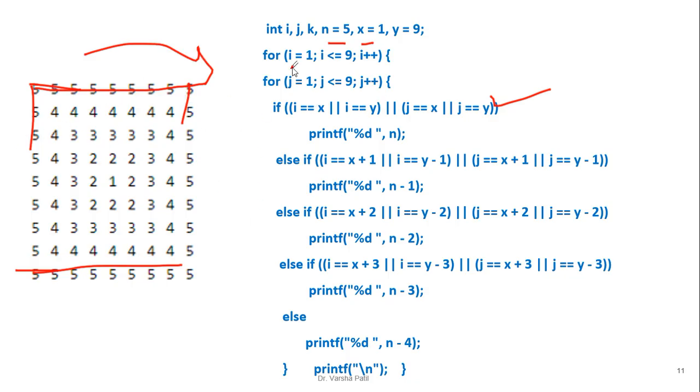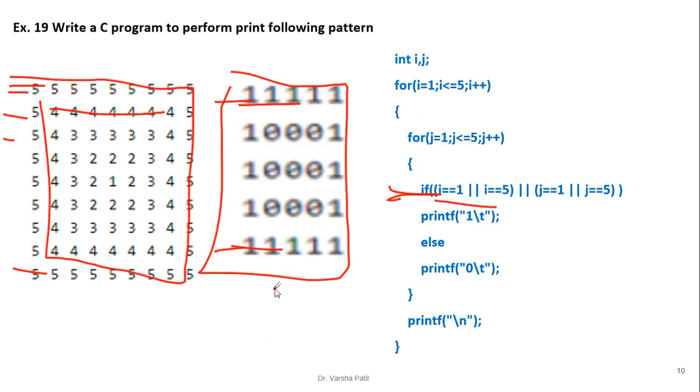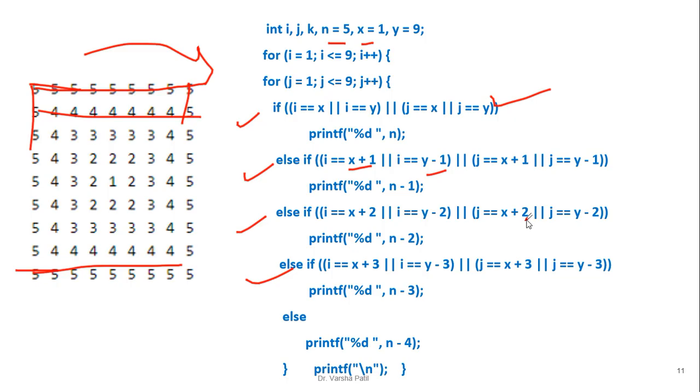Next time when i becomes 1, at that time it will check this condition. So for this what we want is x plus 1 and y minus 1, that is second row and 8th row, second column and 8th column. So this is the third condition, and this is the final condition. So in this way the same logic is expanded to print like this.